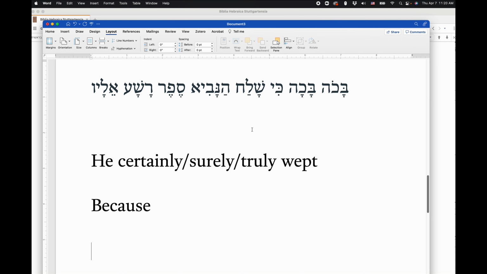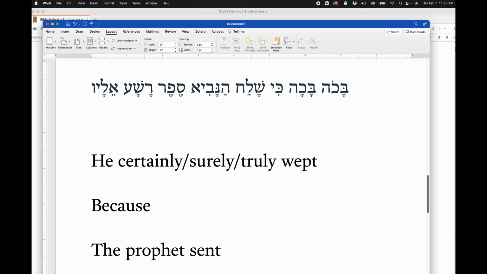Okay, so shalach is going to be sent. Now, if we don't have an explicit subject, then we'll have to infer the subject from the form of the verb, which would be he here. But again, standard Hebrew word order is going to have verb and then subject, and that's what we have here, the prophet. So the prophet sent. Since we have an explicit subject, we don't need he on shalach. He wept because the prophet sent.